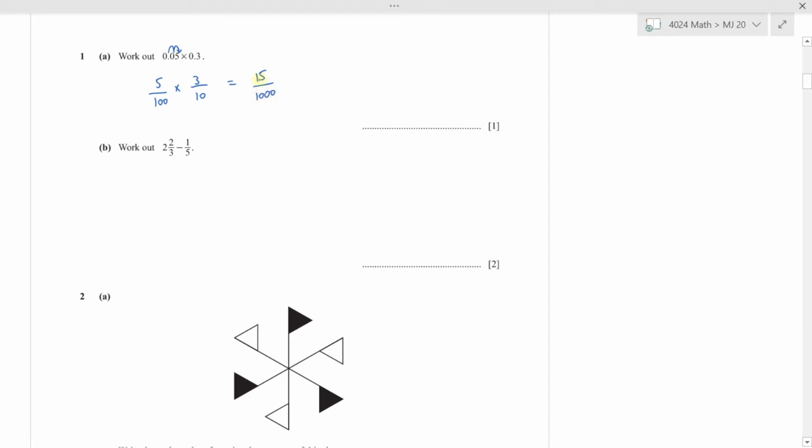So there are 3 zeros here. So this decimal will move 3 places to the left. 1, 2, and then 3. So I will add another 0 here and the decimal will end up here. So this will equal 0.015.